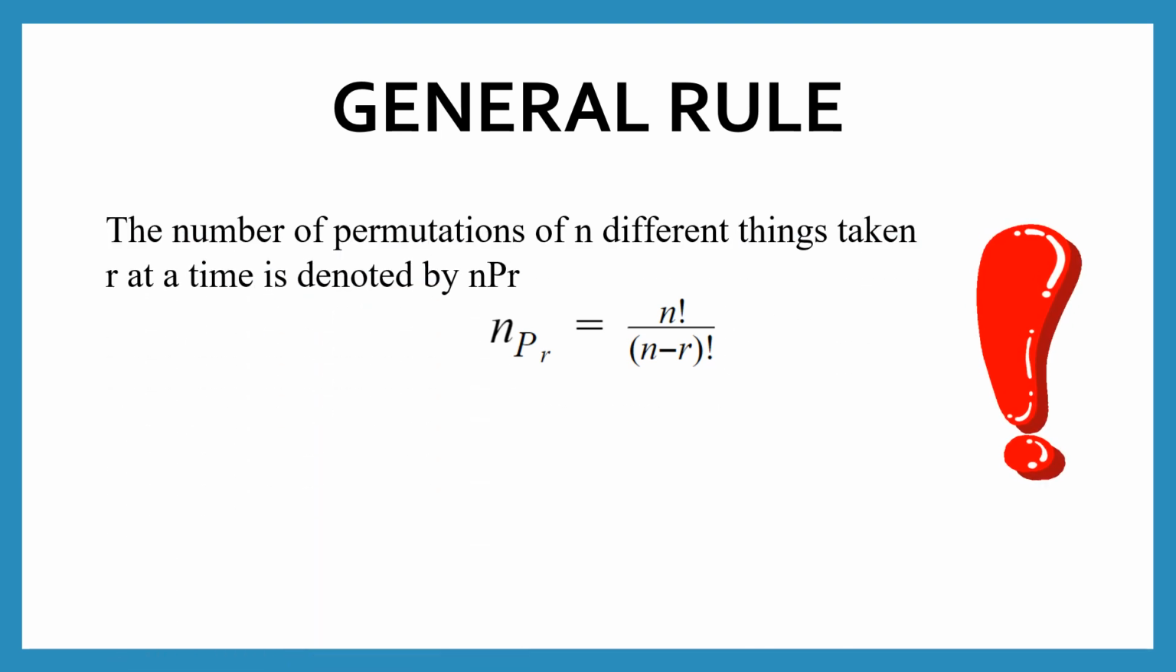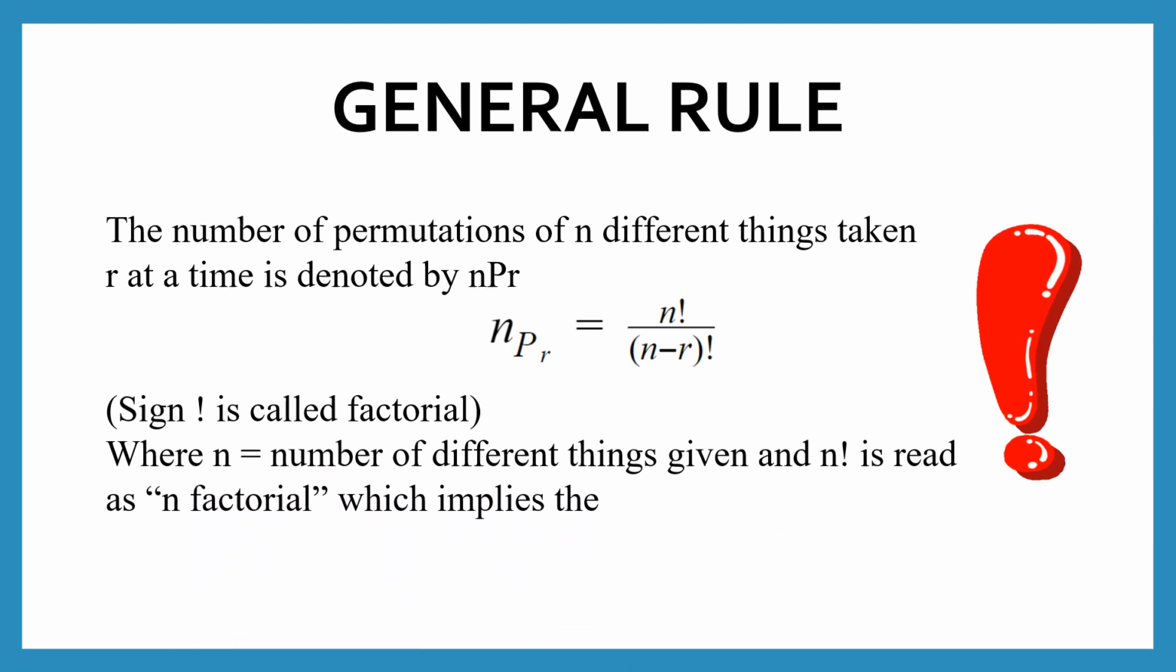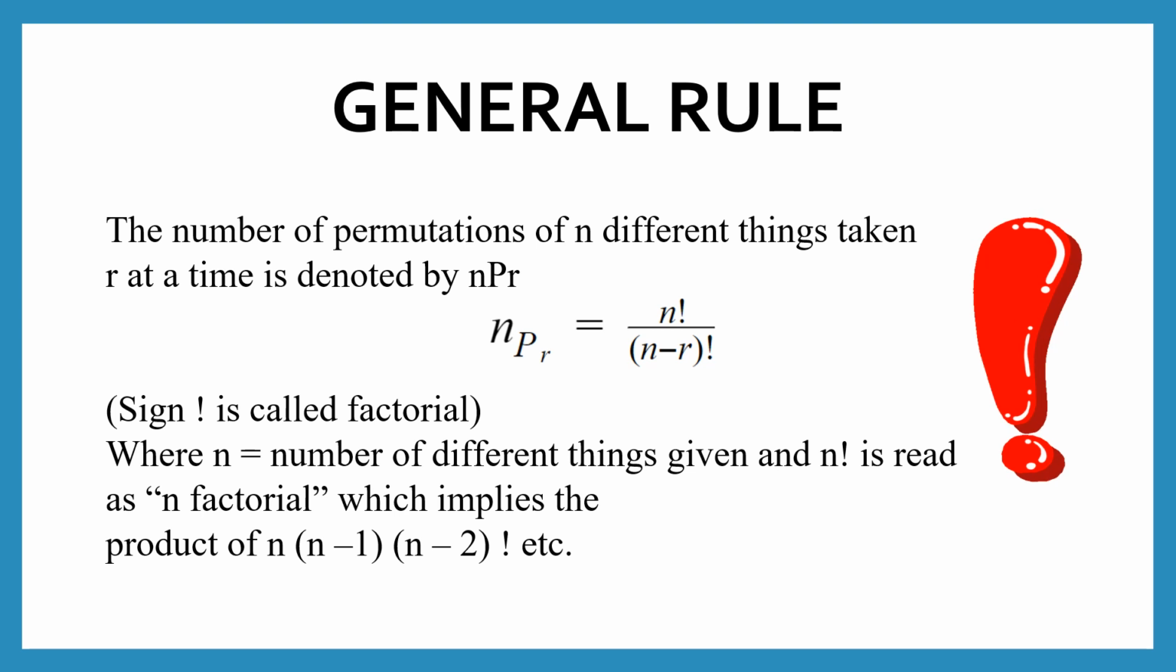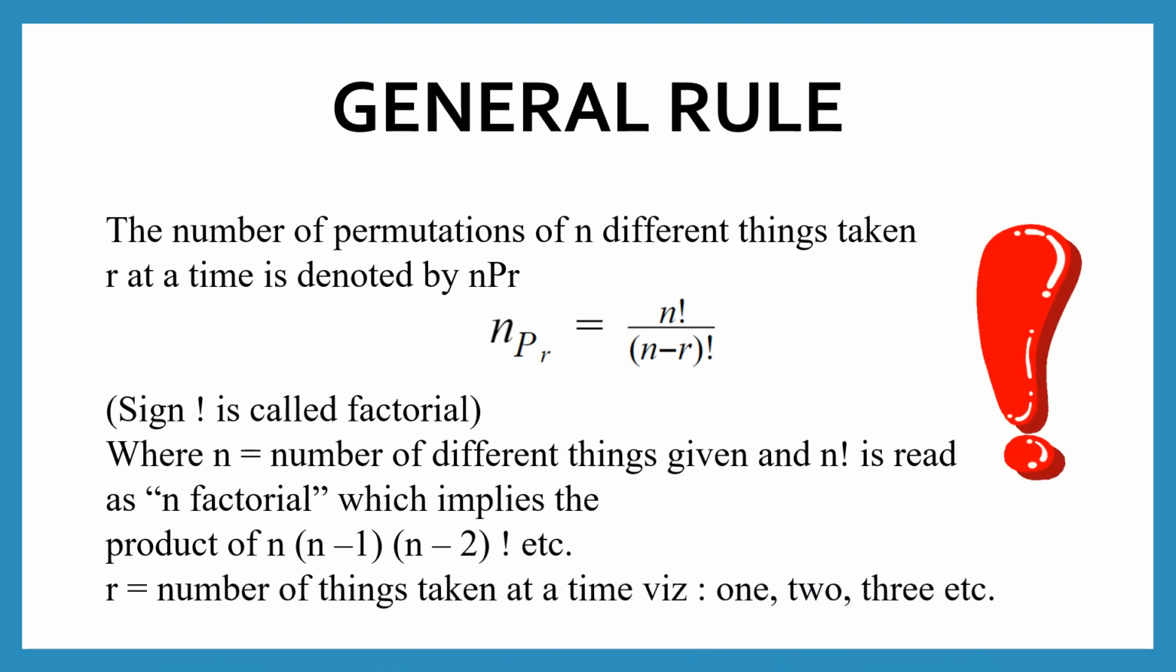General rule. The number of permutations of n different things taken r at a time is denoted by nPr. This is the formula. This sign is called factorial, where n is the number of different things given, and n factorial is read as the product of n, n minus 1, n minus 2, etc. r is the number of things taken at a time, like 1, 2, 3, etc.